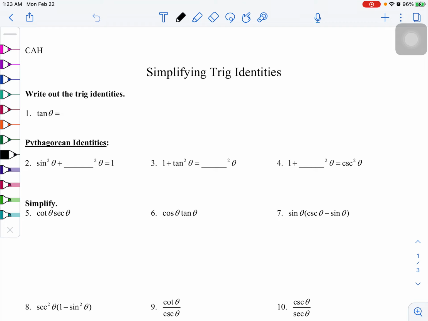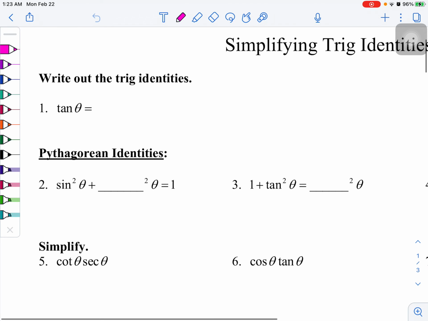So this note sheet is going to start with simplifying trig identities. We're going to do some review material, and then the next worksheet will have a lot more of the simplifying on it. First thing I want to do is just identify some of the trig identities that we've already found.